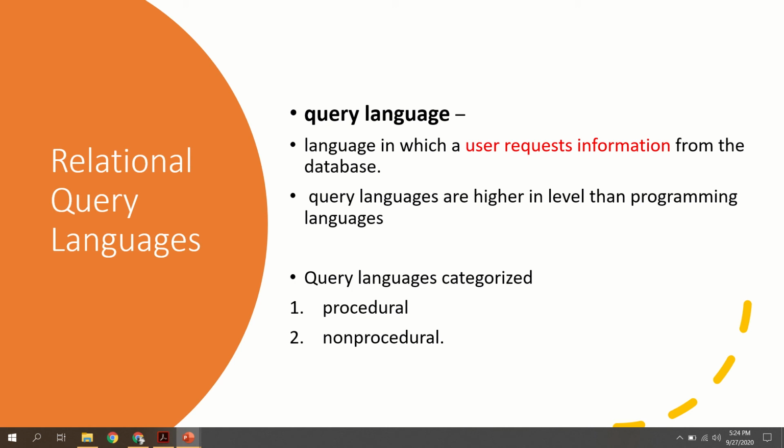Whenever we compare a query language with a normal high-level or programming language, we can say that a query language is a little bit higher in level than a programming language. Query languages are of two types. The first one is called procedural and the second one is called non-procedural query language. So a query language is a language in which the user can request information from a database, and there are two types of query languages: procedural and non-procedural.